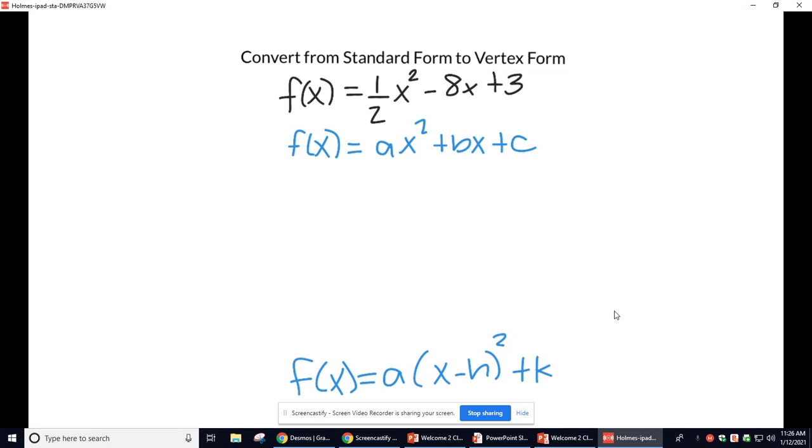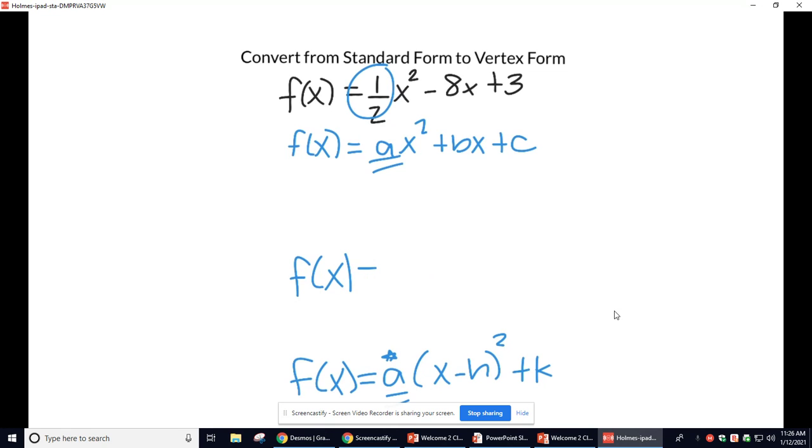Now, one thing that you should notice is that they both have the letter a as a variable, which means they're both going to share that value in common. Okay, here this a equals 1/2, it's going to go right here for a. So let's start writing out our equation. Okay, we have f of x equals a.